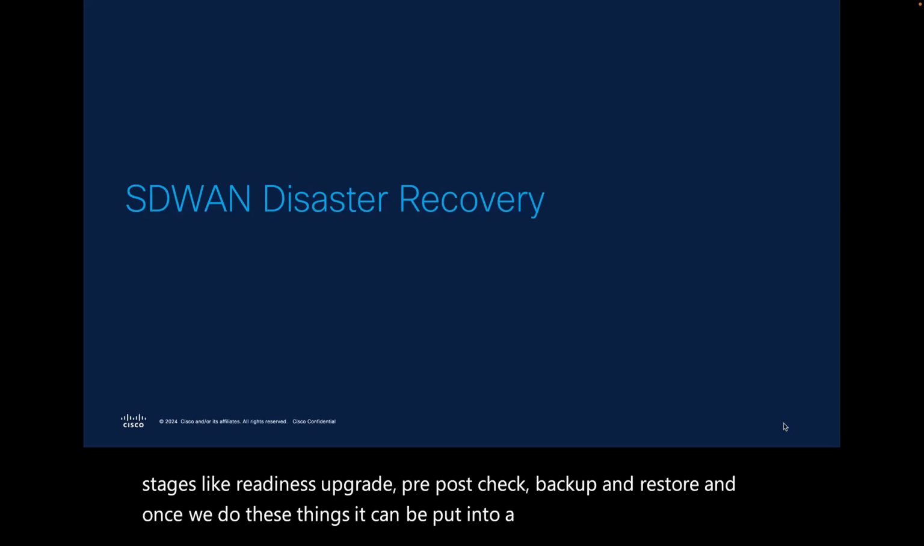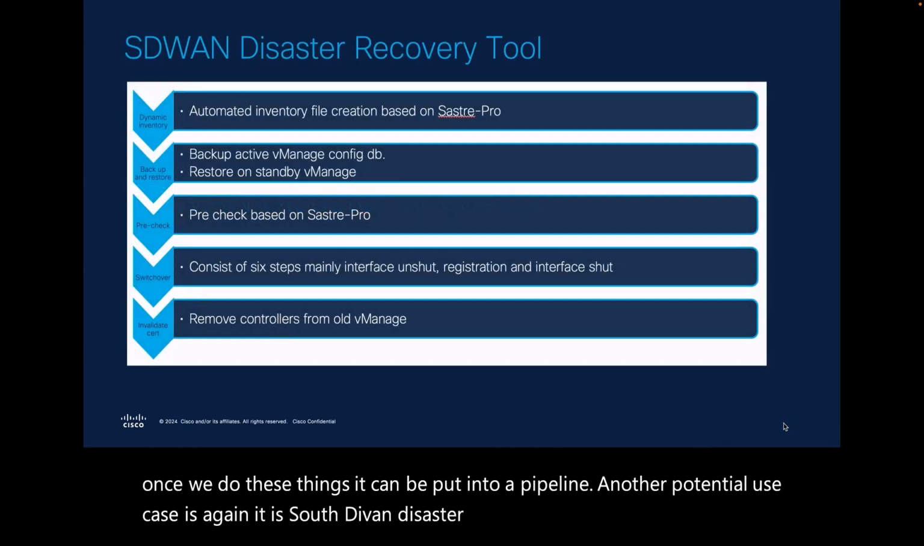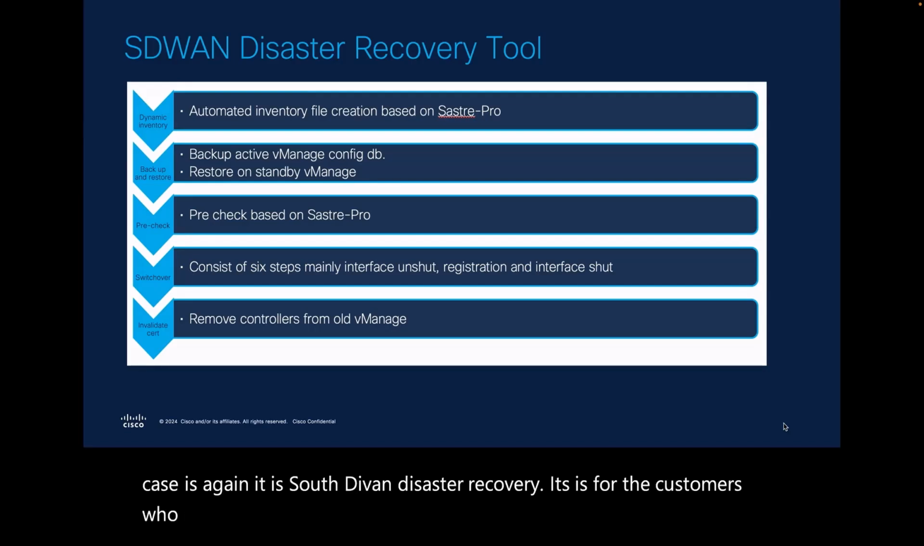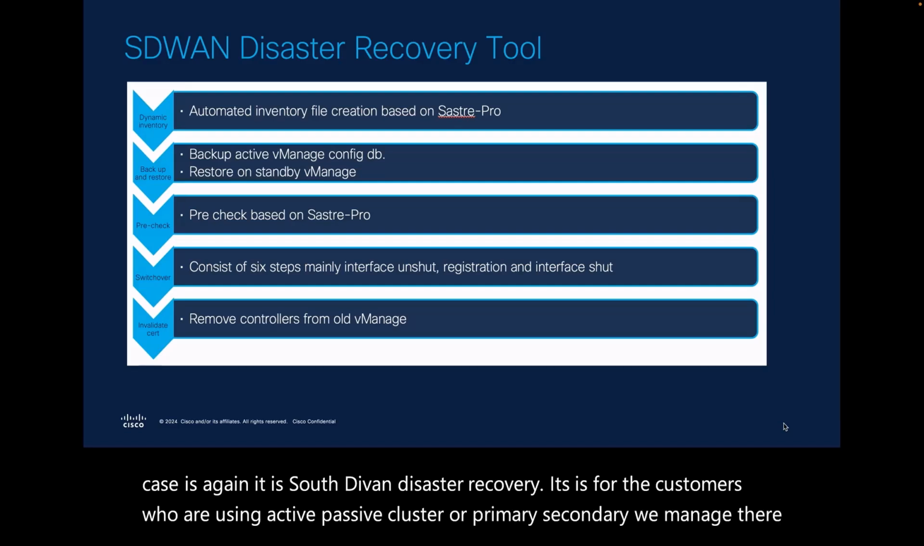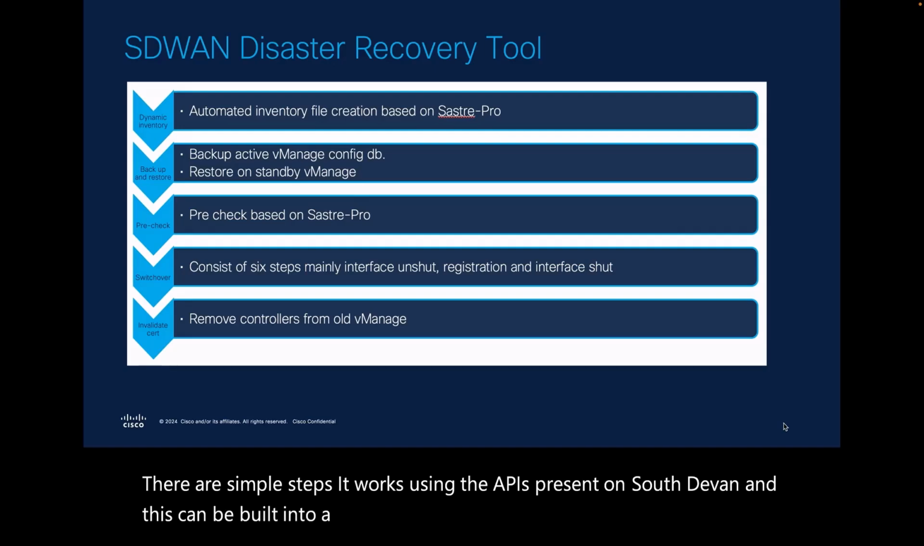Another potential use case is SD-WAN disaster recovery. It's for the customers who are using an active-passive cluster or primary-secondary vManage. There are simple steps. It works using the APIs present on SD-WAN, and this can be built into a platform and put inside your DevSecOps.